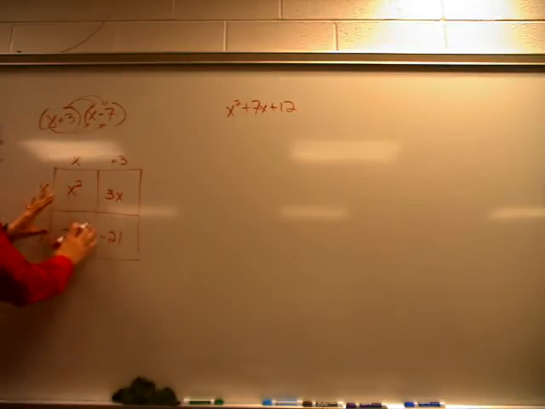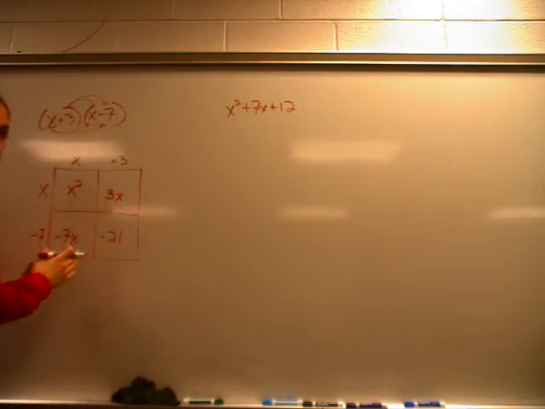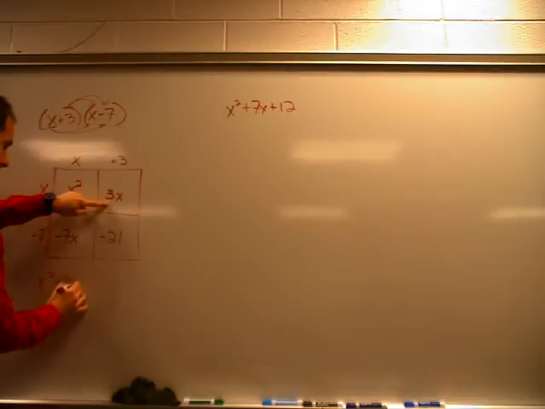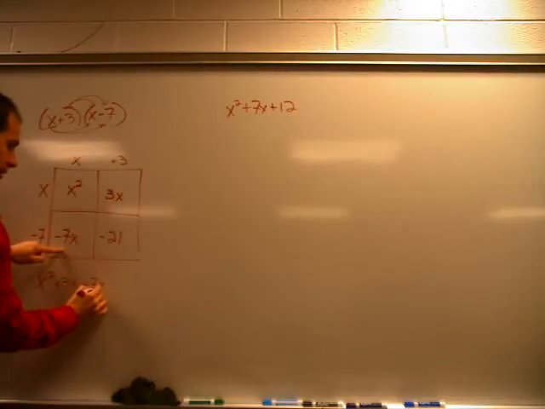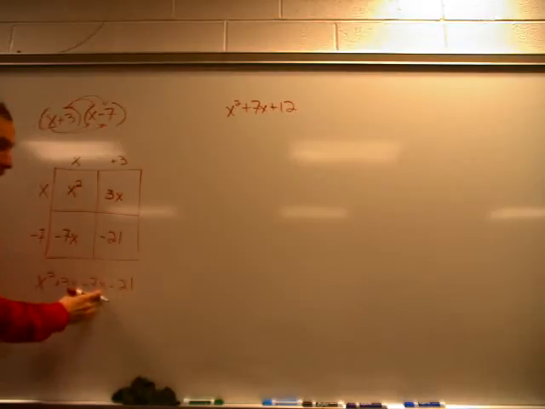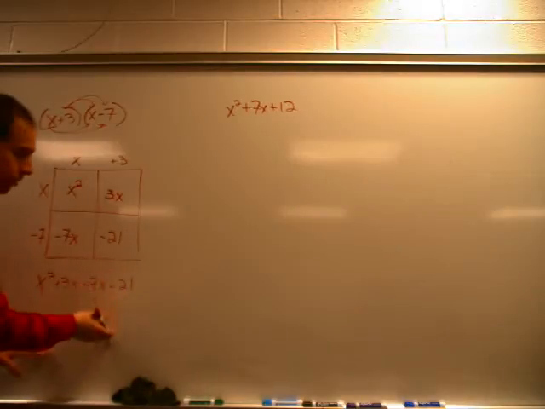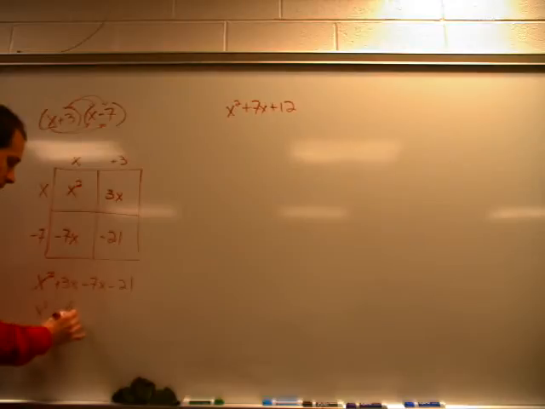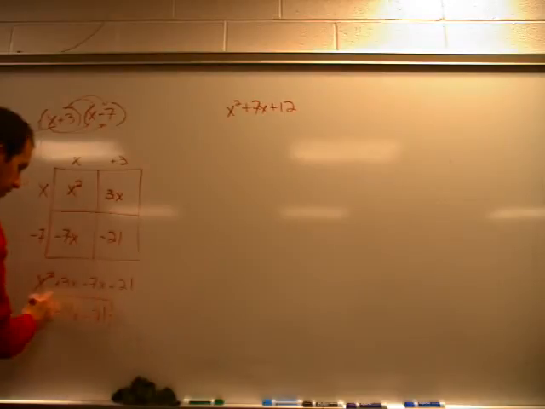Now that we've multiplied everything, we need to add everything in all these boxes. So we're going to add x squared plus 3x minus 7x minus 21. And then you also simplify this by combining your like terms. 3x minus 7x are the only two like terms because they have the same variable with the same exponent. x squared does not have a like term in this expression, so we're going to just carry that down. 3x minus 7x is negative 4x. And then minus 21 also has no like term. So this is the expression that we want.